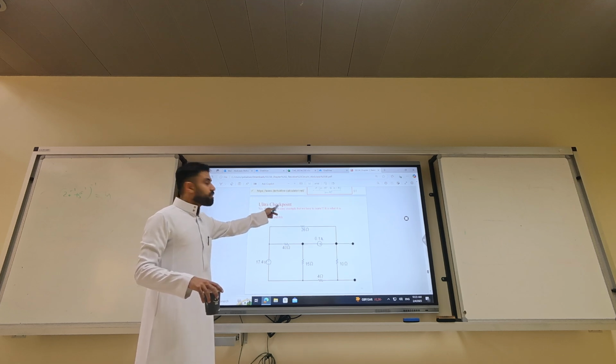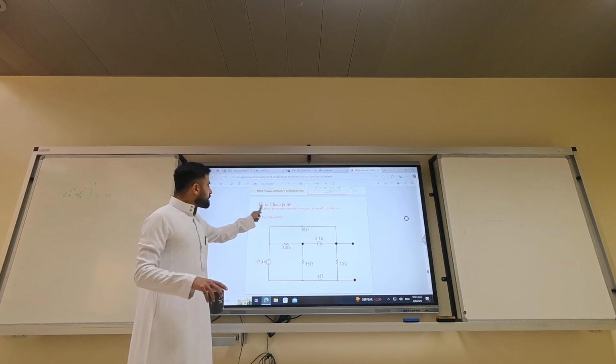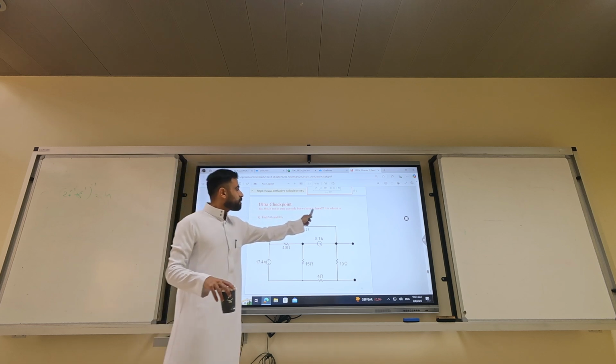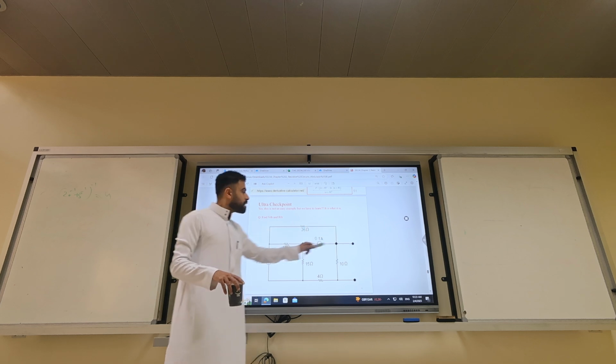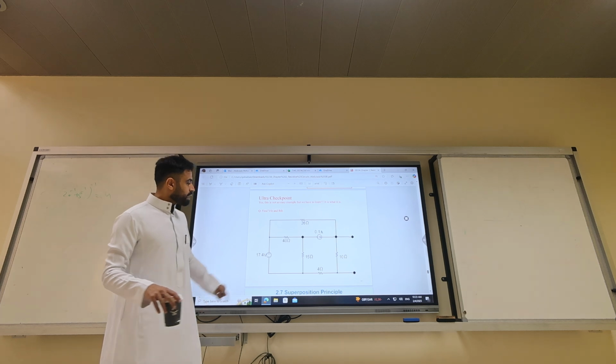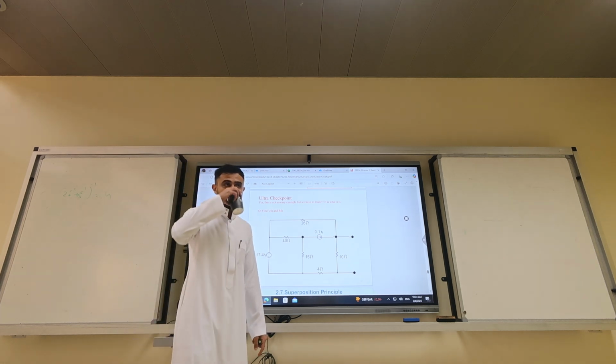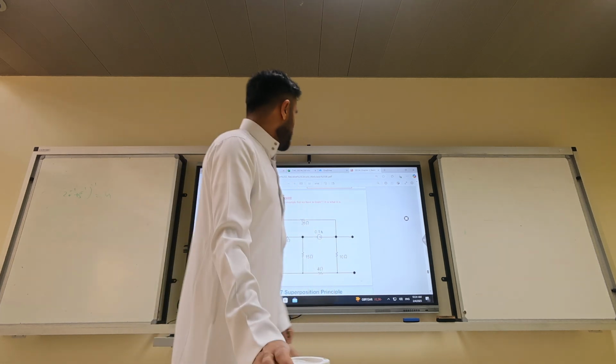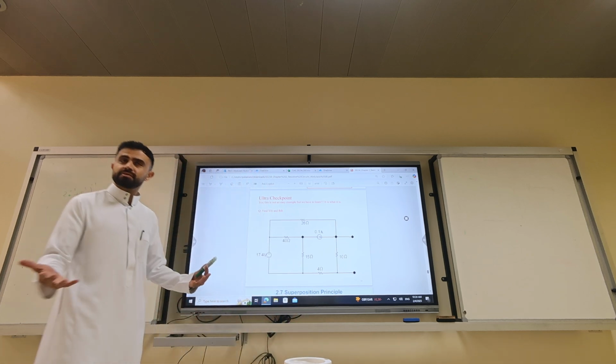This is a checkpoint that is ultra. Yes, this is not an easy example, but we have to learn. It is what it is. This example is also from Dr. Atiyah's slides, not from the book, and it looks like an old example. The question is find R Thevenin.